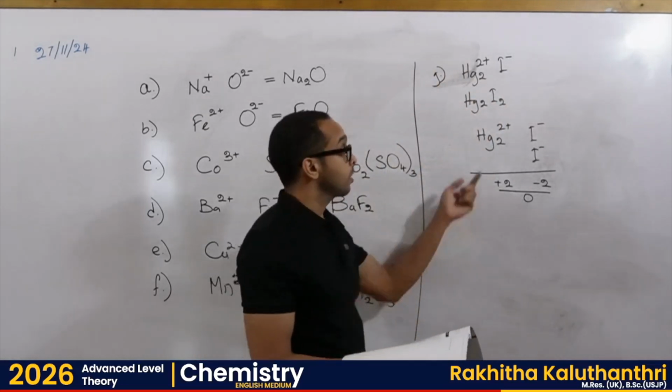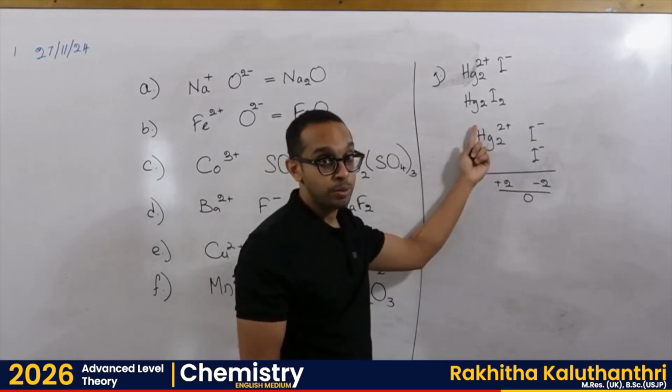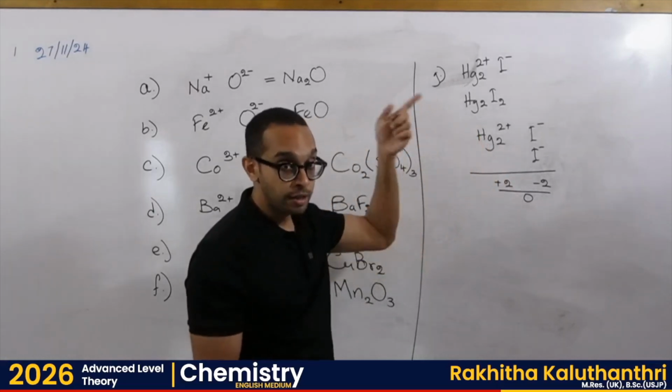So I would say when you're writing ionic compound formulas, be a bit more mindful, especially when it comes to ions like mercurous ions, Hg2 2+.